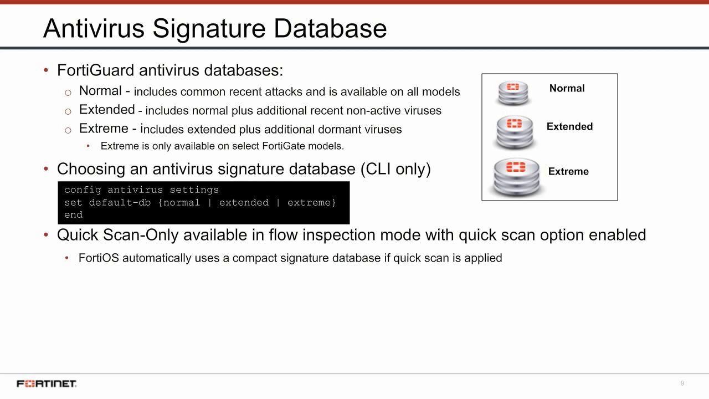Most FortiGate models support the extended database. The extended database detects viruses that are no longer active. Many common platforms are still vulnerable to these viruses, or these viruses could be an issue later. The Extreme database is intended for use in high-security environments. The Extreme database detects all known viruses, including ones targeted at legacy operating systems that are no longer widely used. There is also a compact signature database that is used for only quick scanning mode. You will learn more about this topic later in the lesson.